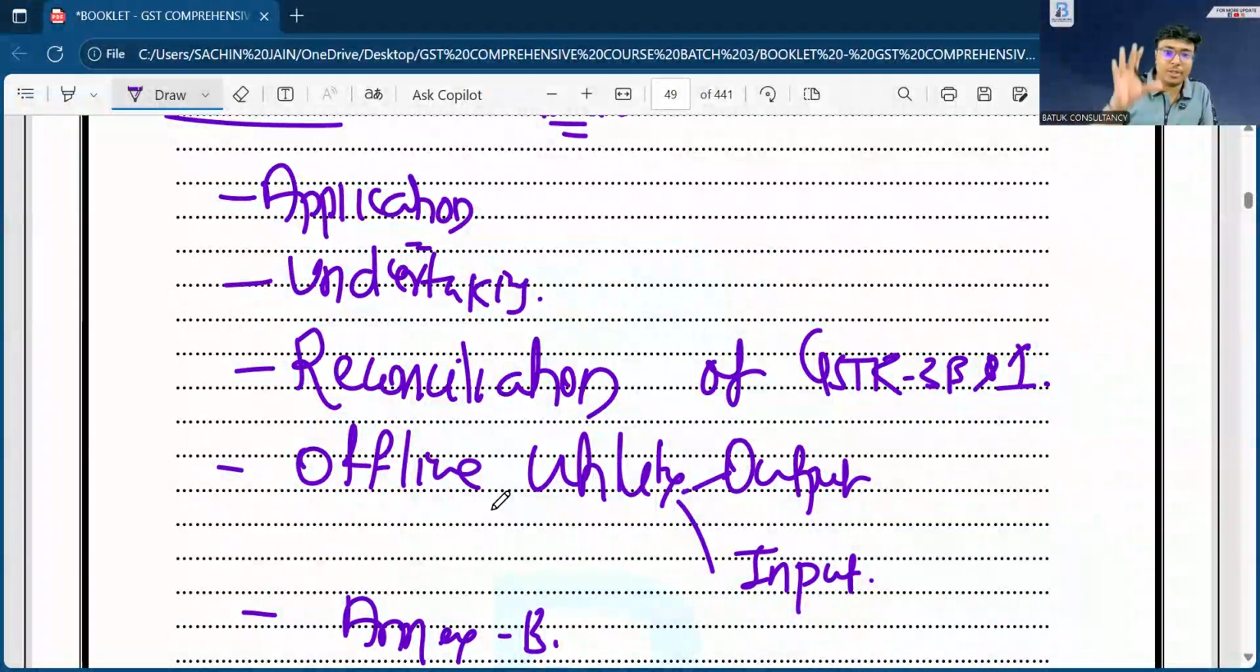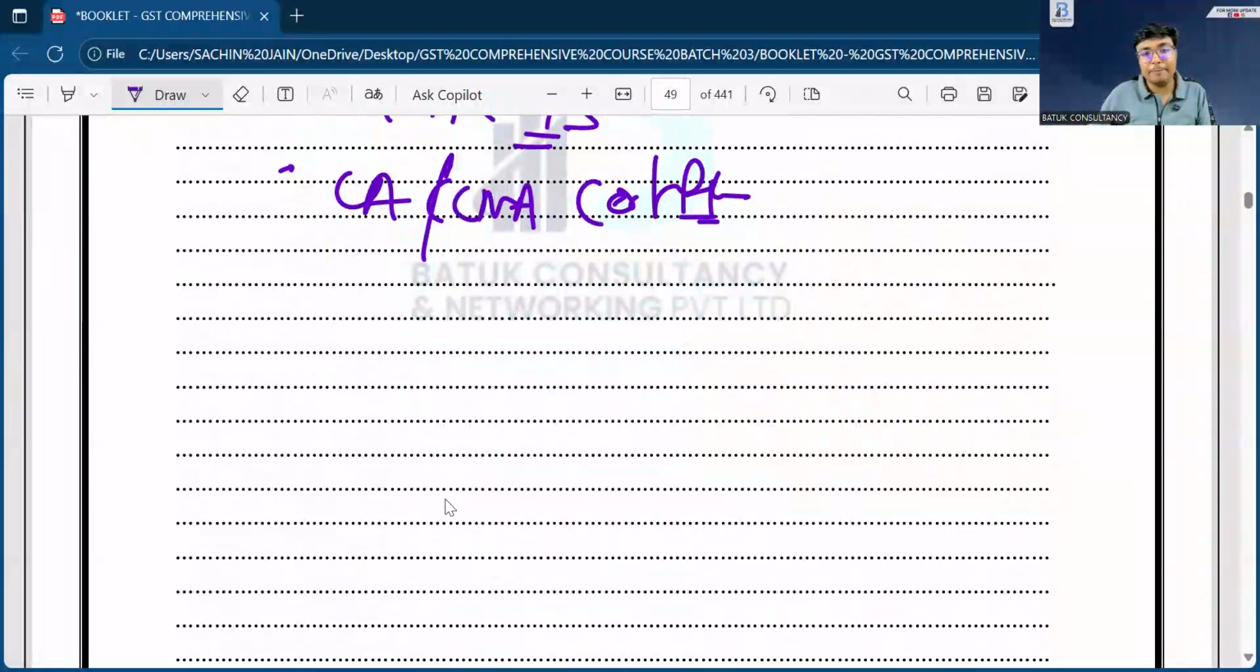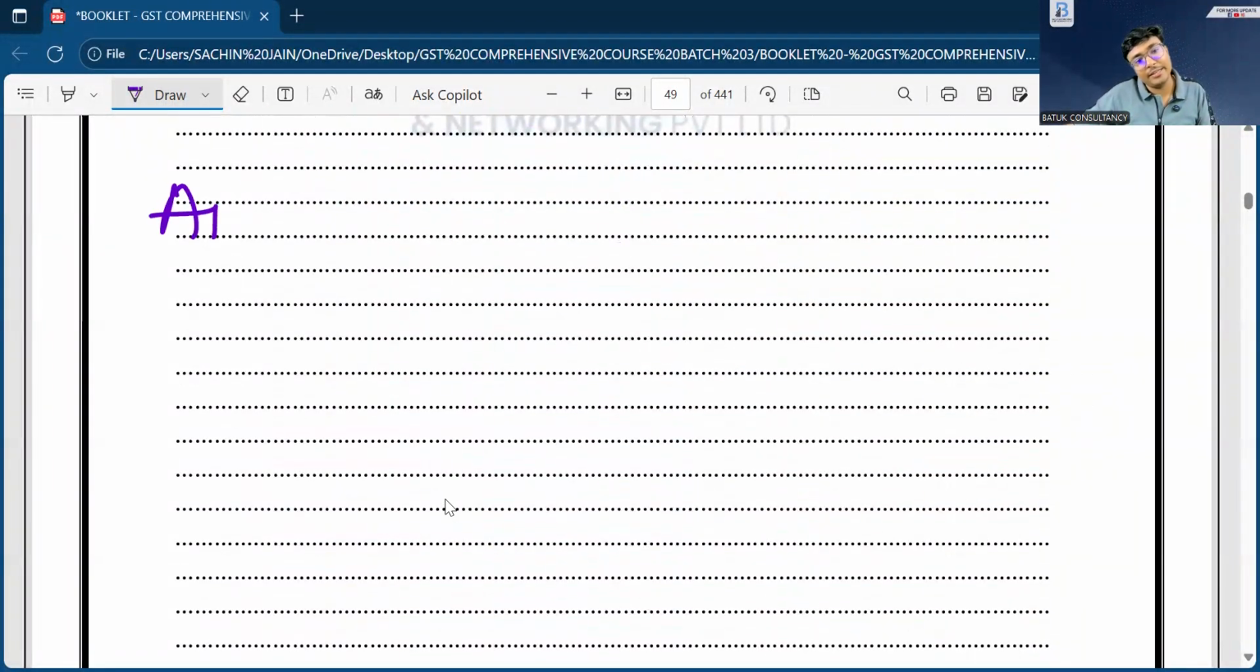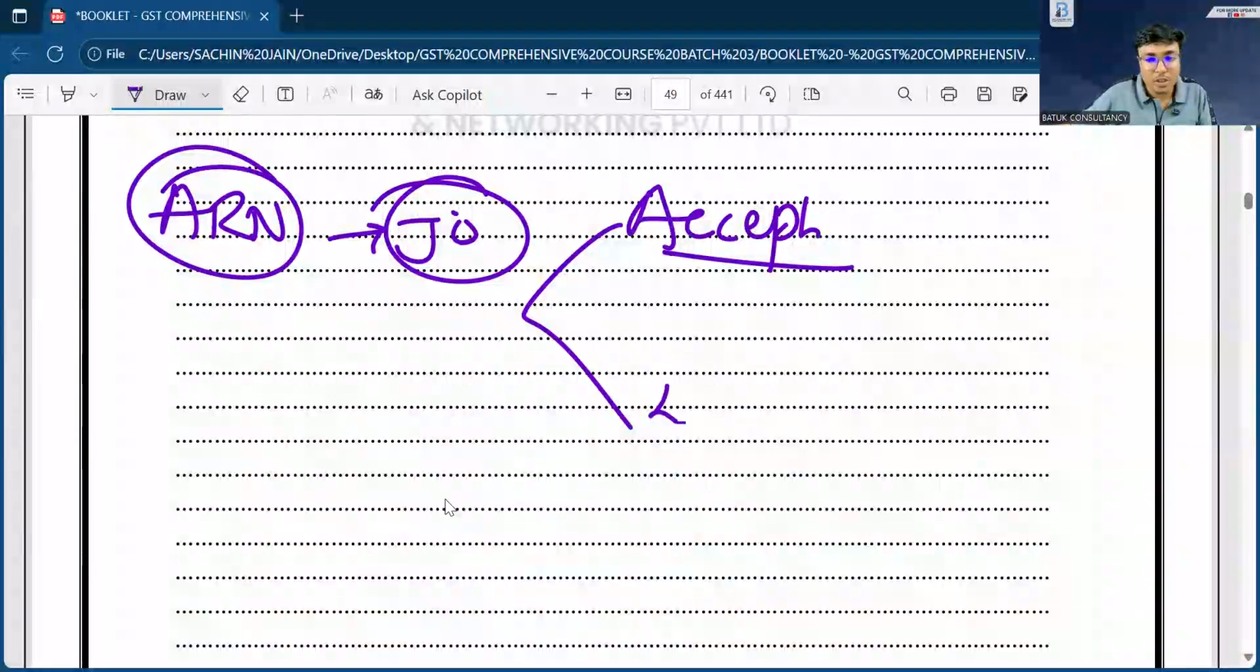After filing the application, the acknowledgement will be generated. You can say the ARN will be generated and the application will be assigned to the jurisdictional officer. Okay. Now the jurisdictional officer has two ways. The jurisdictional officer can accept your refund application or can issue the deficiency memo. If they find any major issue in your refund application, they will directly issue the deficiency memo with a note.